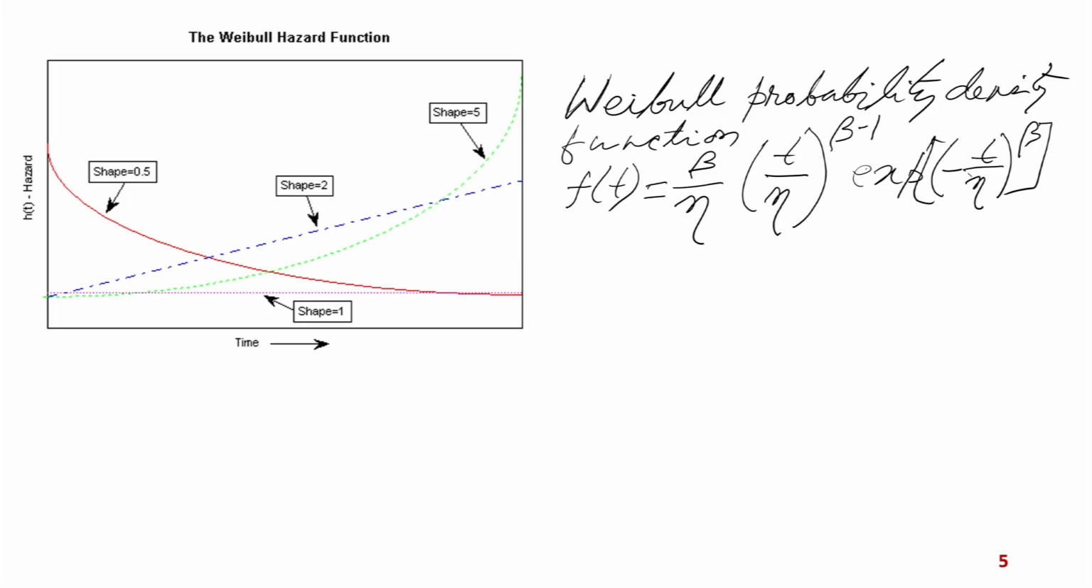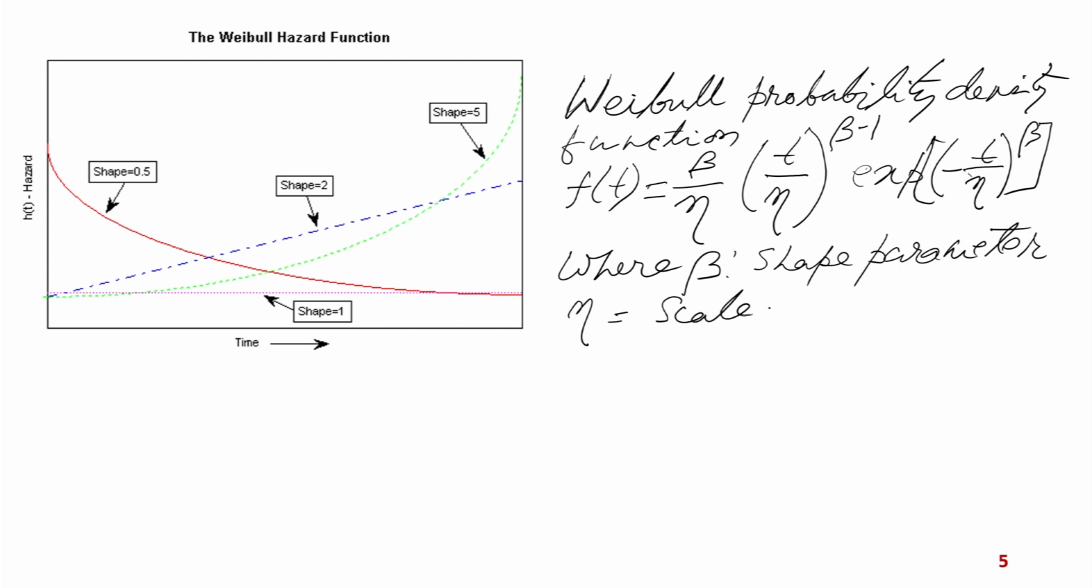Here beta is the shape parameter and eta is called the scale parameter. And t is the time variable, a random variable.